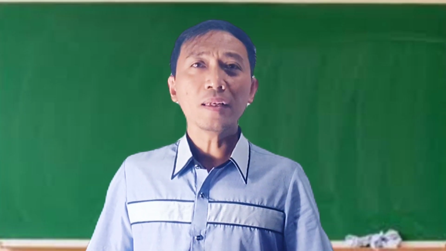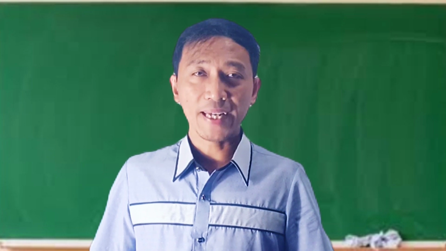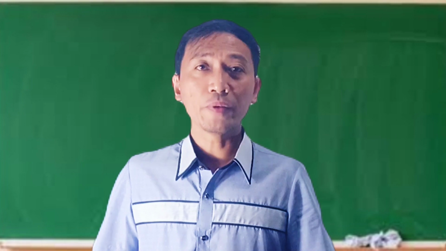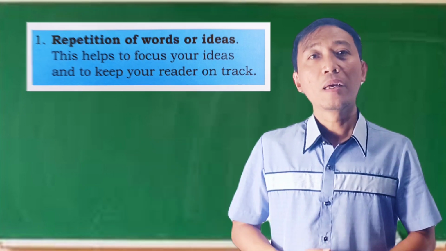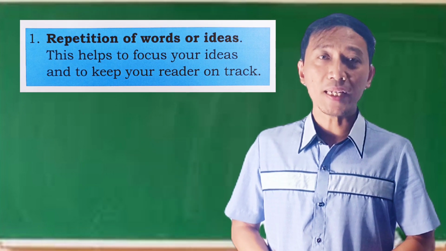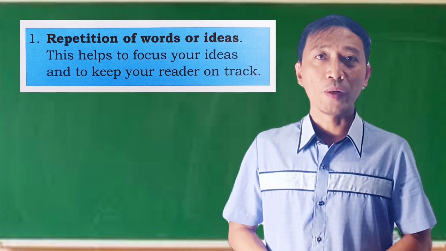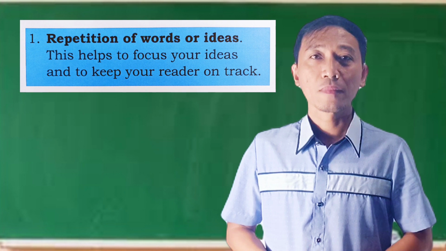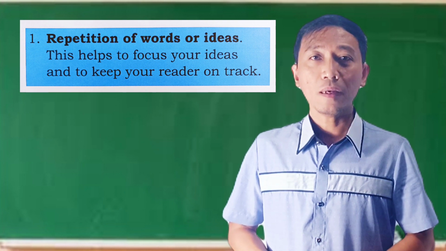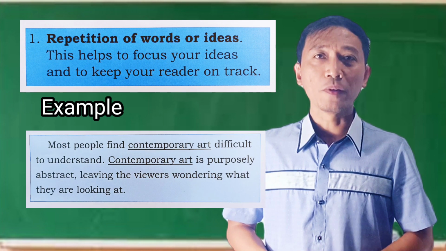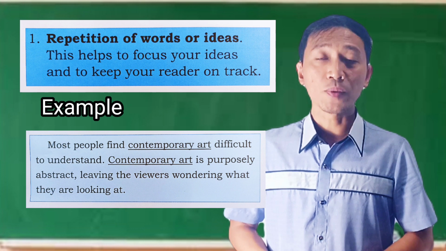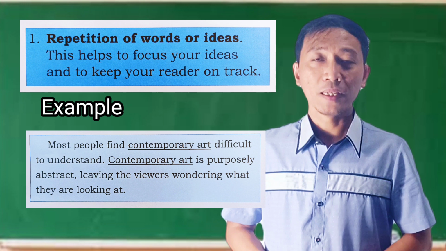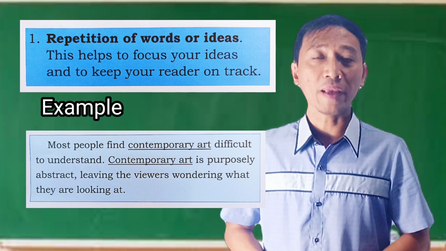This time, let us discuss more about cohesive devices. Cohesion in writing may be achieved through the following means. Number 1, repetition of words or ideas. This helps to focus your ideas and to keep your reader on track. Example: Most people find contemporary art difficult to understand. Contemporary art is purposely abstract, leaving the viewers wondering what they are looking at.